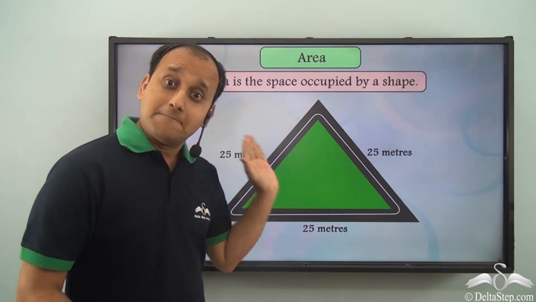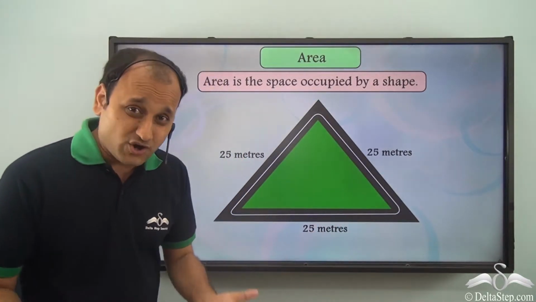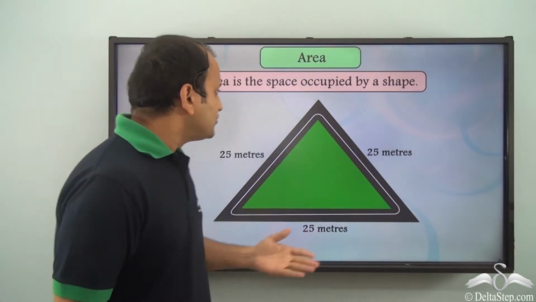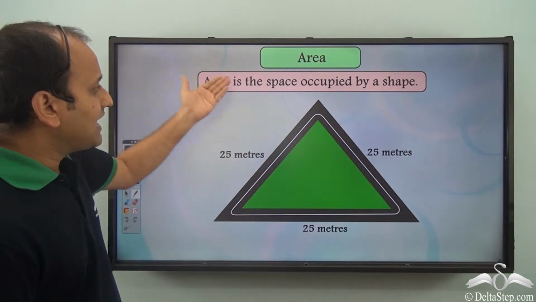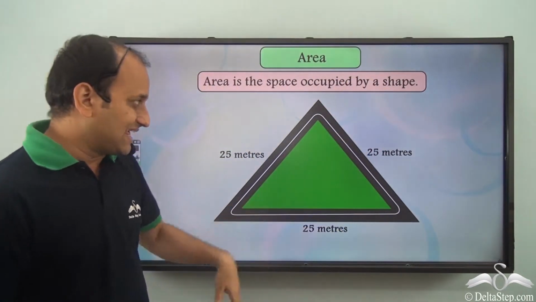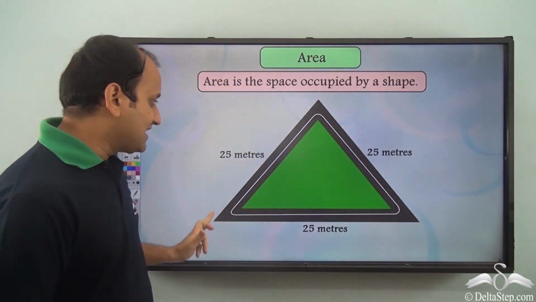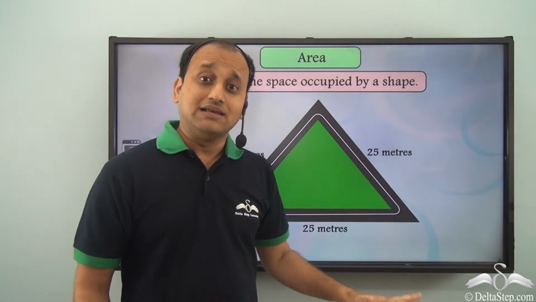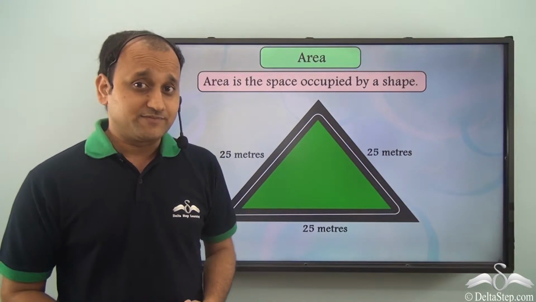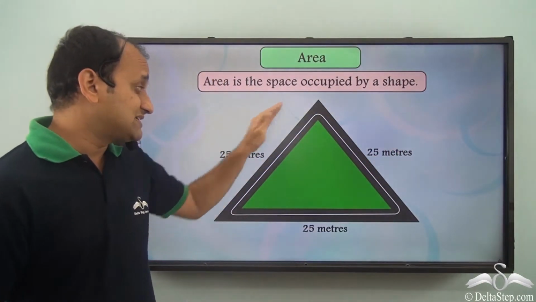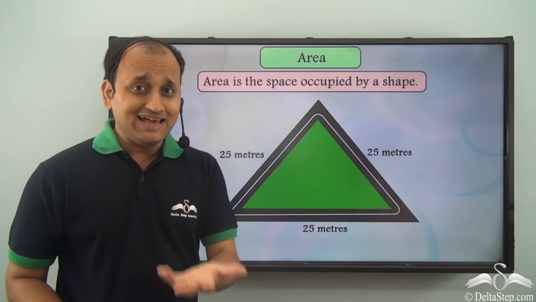this particular park. Now, space occupied by any particular shape is its area, isn't it? So, what exactly is area? Area is the space occupied by a shape. So, in this case, the entire space occupied by this particular triangle is what he needs to calculate. Now, he only has the measures of the sides.